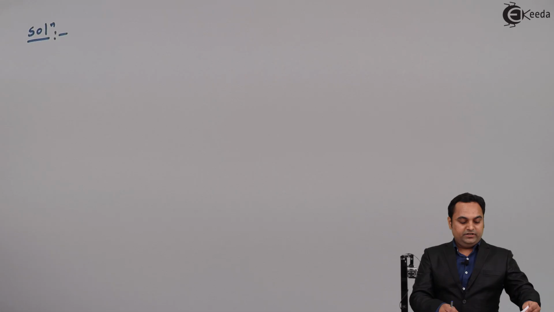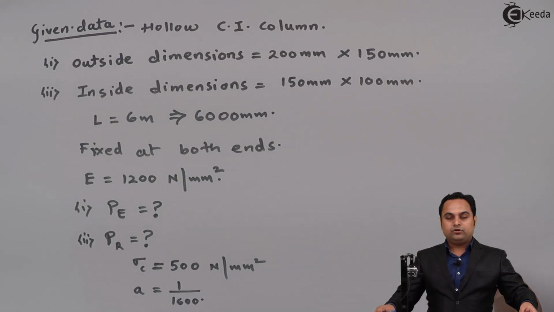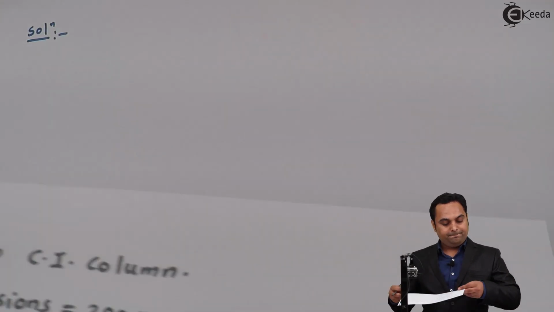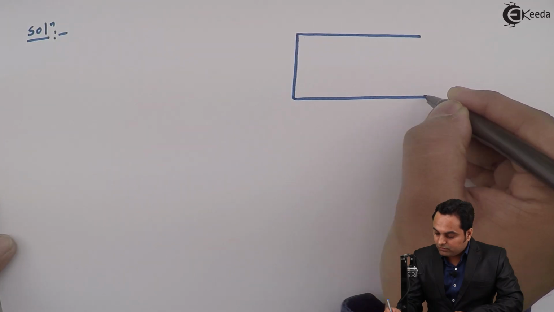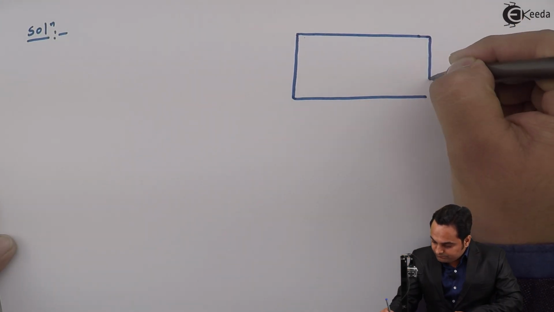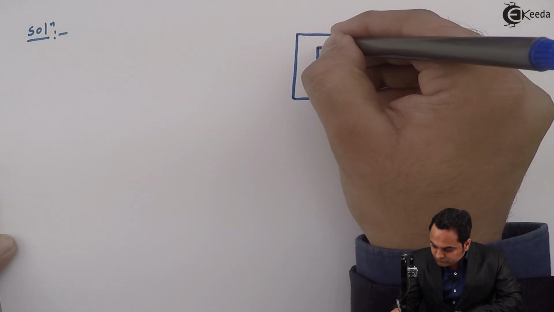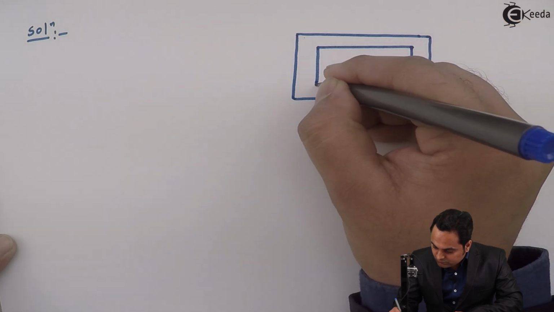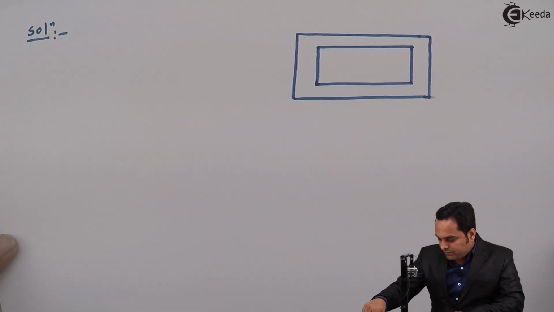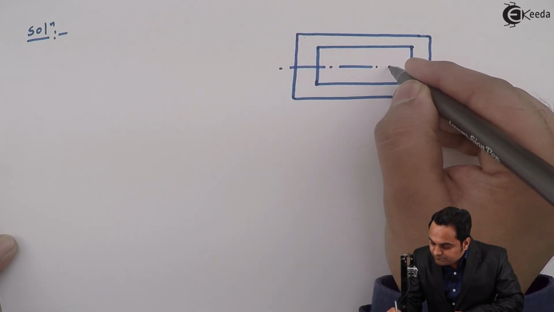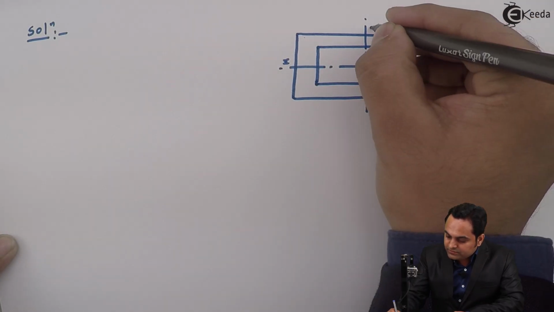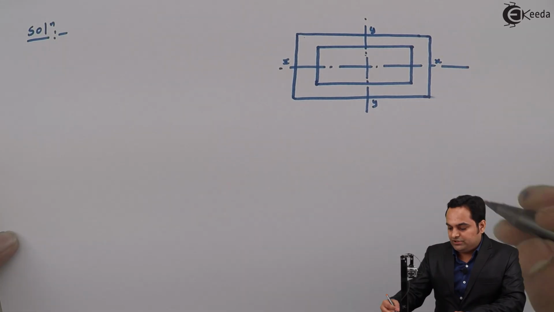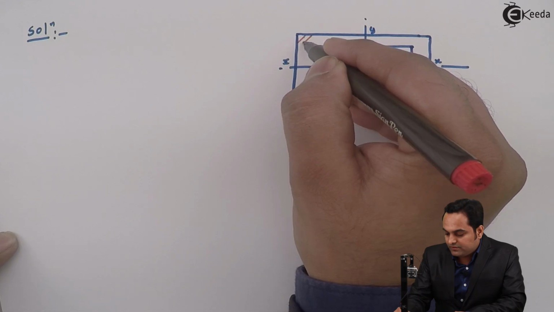Now into the solution part. Since it is given that at first here we have a hollow cast iron column, so I'll draw the hollow cast iron column according to the dimensions given. This is the hollow rectangular section which I am drawing. Now here we have the column section. Here are the x and y axis. Now in this column section we have material only here which I am sectioning.